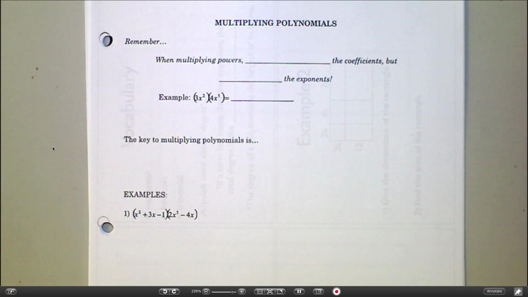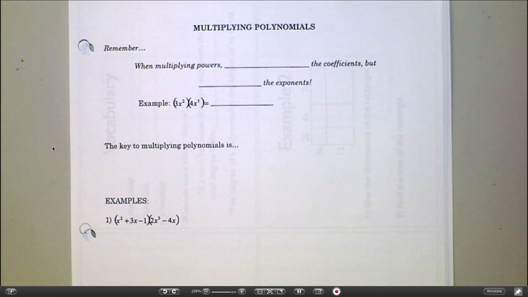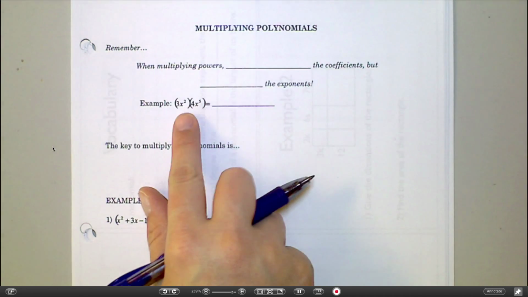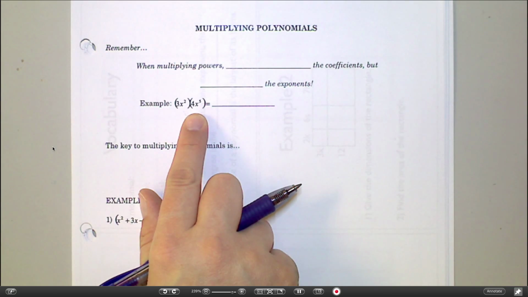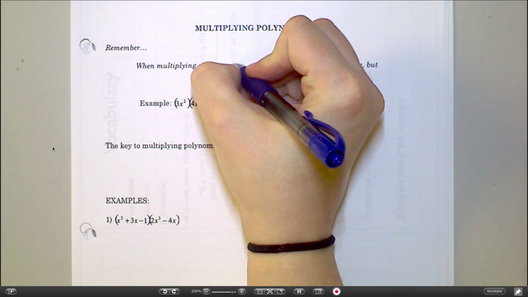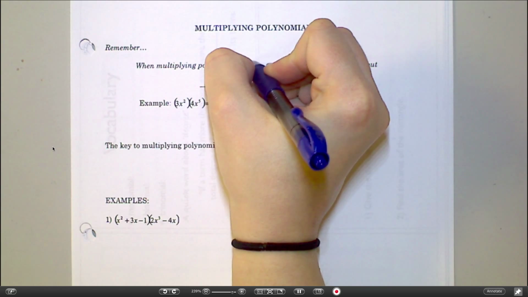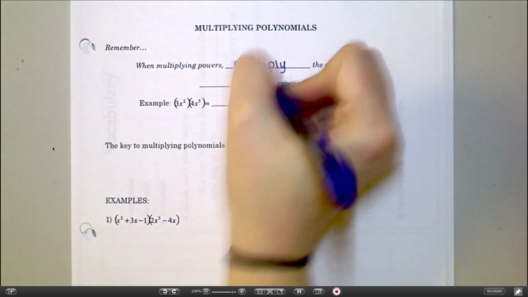Thinking back to chapter 7, when we talked about the properties of exponents, when you're multiplying two powers together, what do you do with the coefficients? For example, if I gave you this example, what would you do with the 3 and the 4? Multiply them, right? So you multiply the coefficients. And then do you add the exponents? That's right. You multiply coefficients, but add exponents.